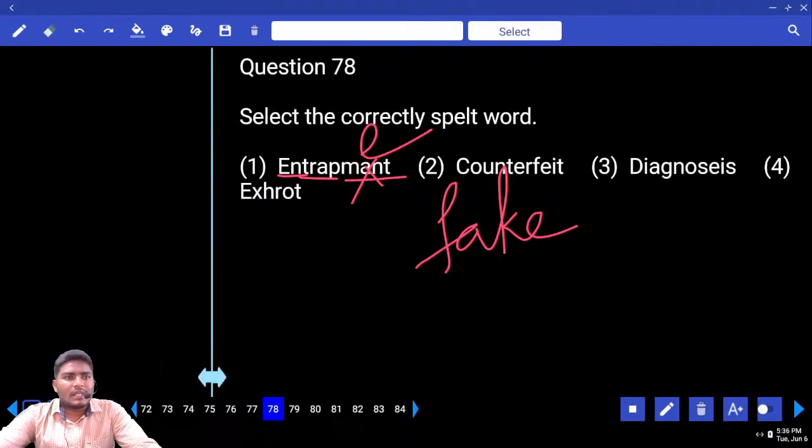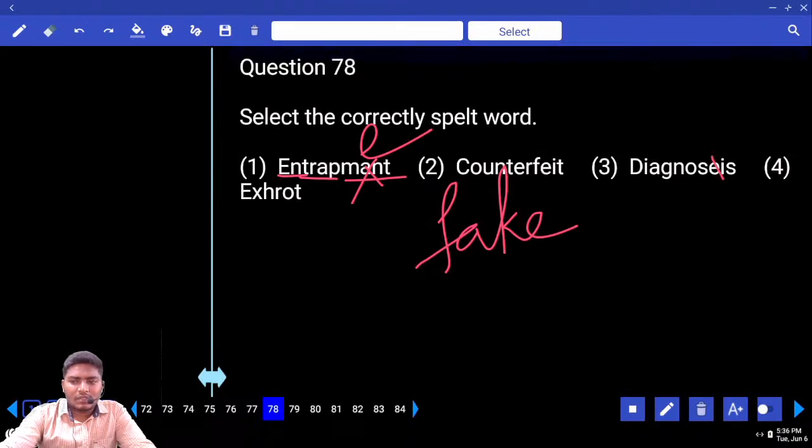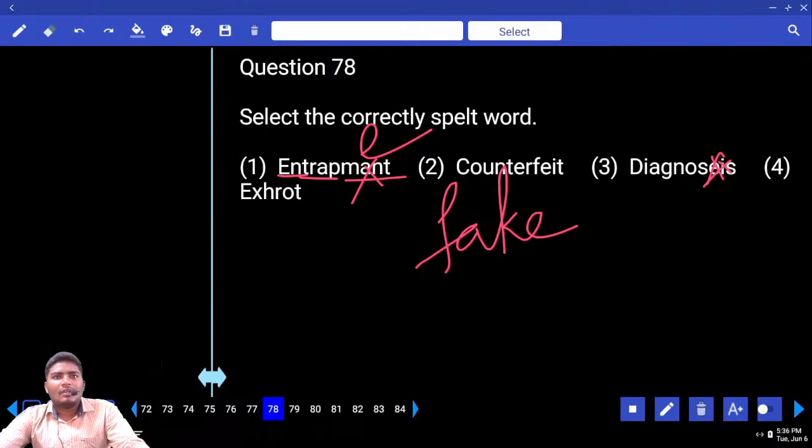Look at the next one. What is the next word? Diagnosis. What is the spelling? We have either of the words. Either use I or use only E. Diagnosis or diagnosis. What is the difference? Both are there. Who will answer? What is diagnosis? Find out. That is your homework.